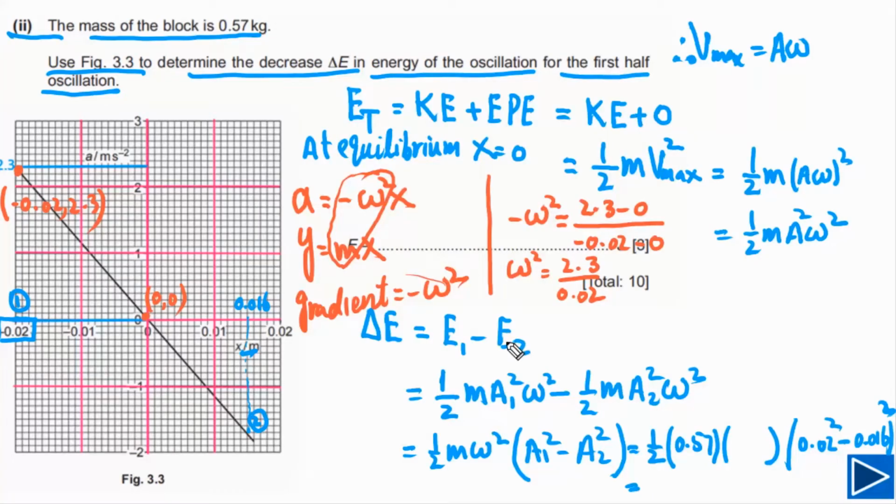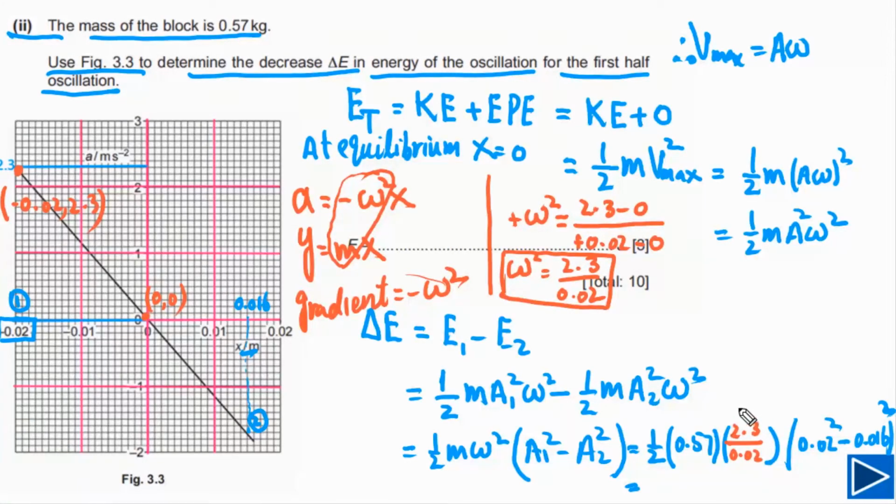So we can find the value of omega from here. This negative, they are cancelled, so I can cancel this negative with this. So this is the value of omega squared, and this value we have to plug in here. So we can say this is 2.3 divided by 0.02. So this is omega squared.